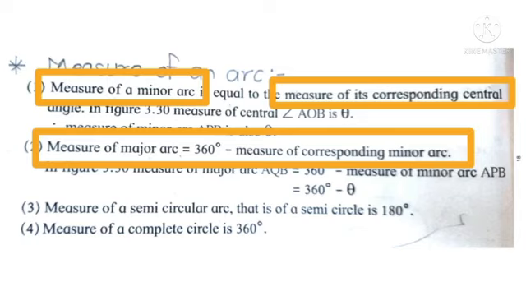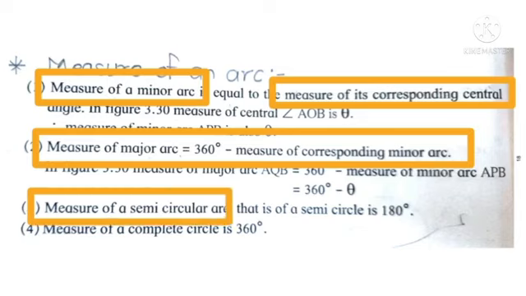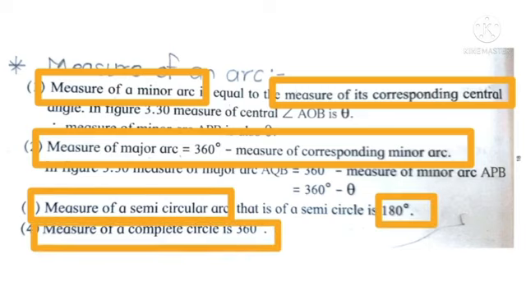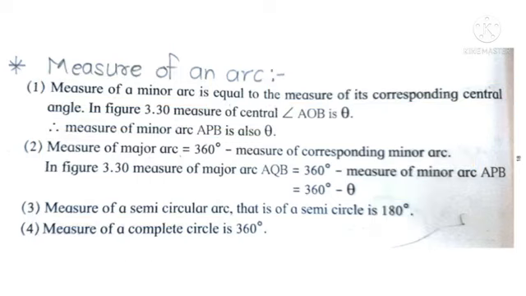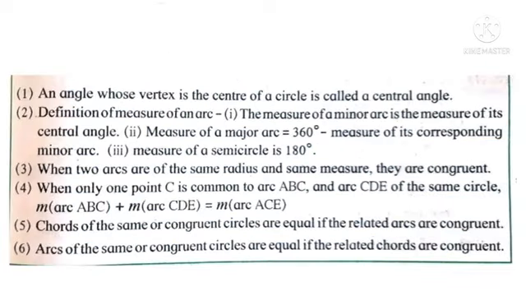देन मेजर ऑफ सेमी सर्क्युलर आर्क is 180 degree and last, measure of complete arc means complete circle is 360 degree. You remember all measure of an arc. This is about arc. Now one more remember things. You remember all these things.